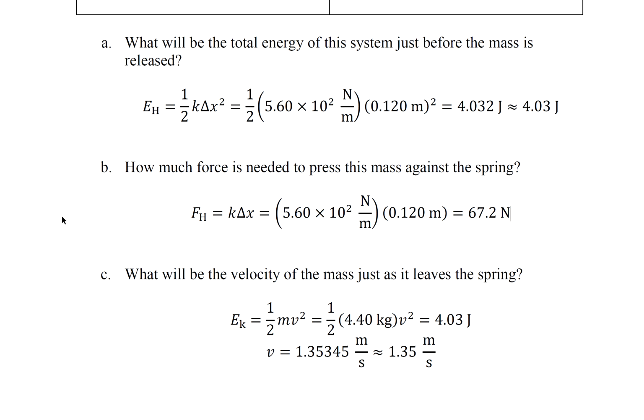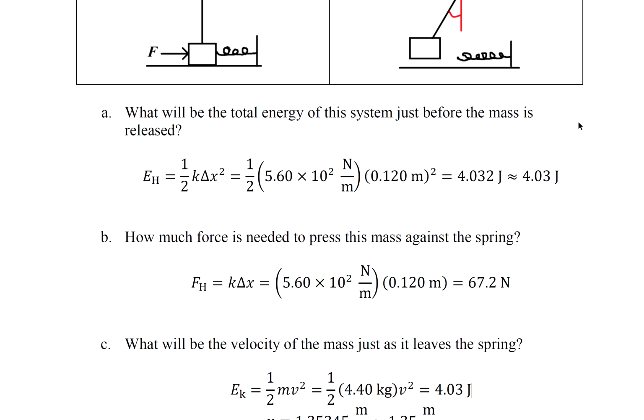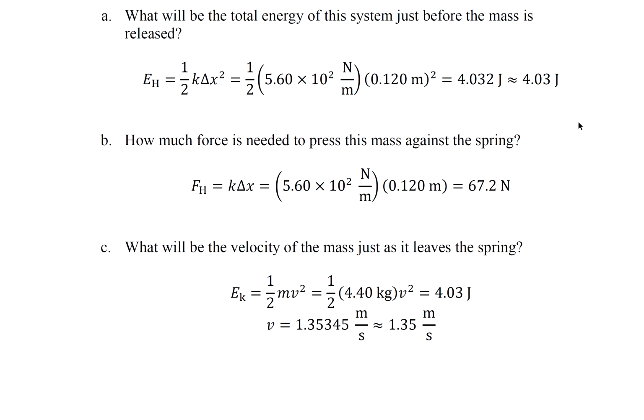Part C, what will be the velocity of the mass just as it leaves the spring? Well, the kinetic energy is 4.03 joules from part A, law of conservation of energy. Energy is just converted from one form to another. The energy from the spring becomes 0 and the kinetic energy becomes maximum, which is 4.03 joules. So solving 1/2 mv squared for v, we get 1.35 meters per second.